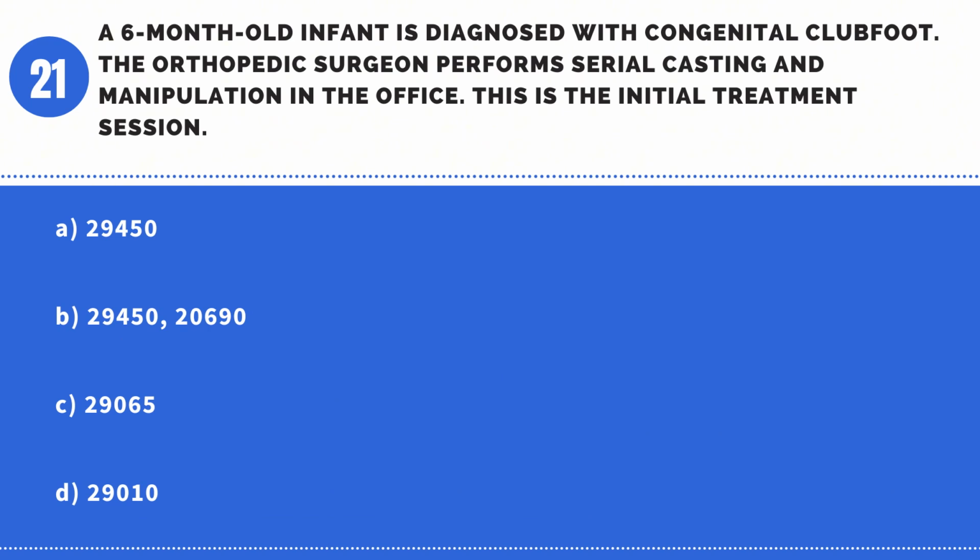Question 21. A 6-month-old infant is diagnosed with congenital clubfoot. The orthopedic surgeon performs serial casting and manipulation in the office. This is the initial treatment session. A.